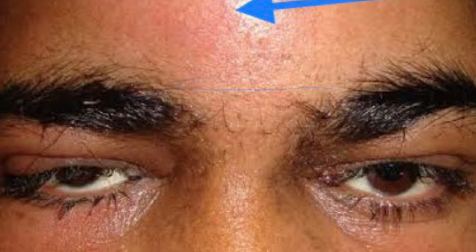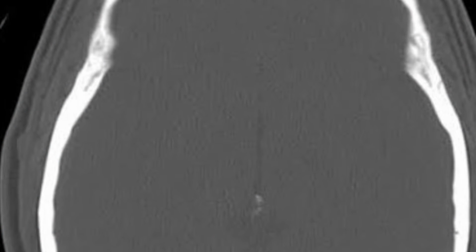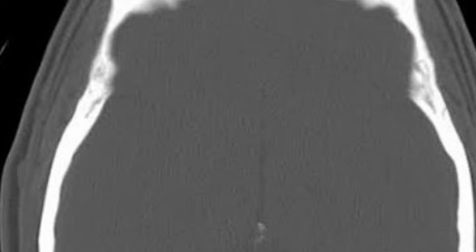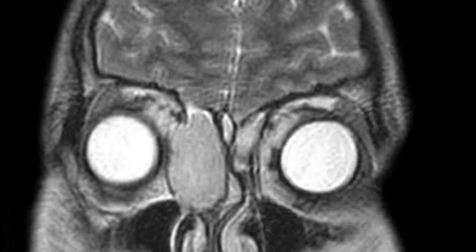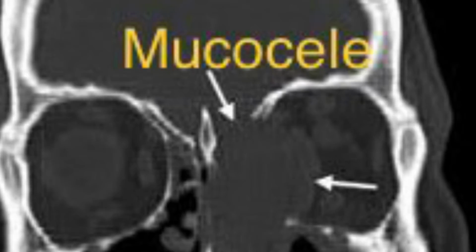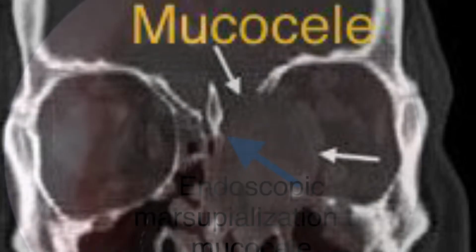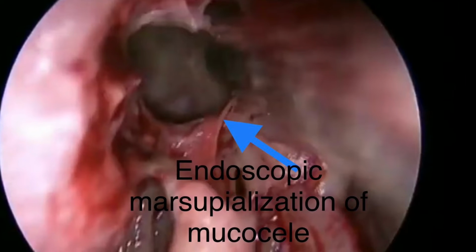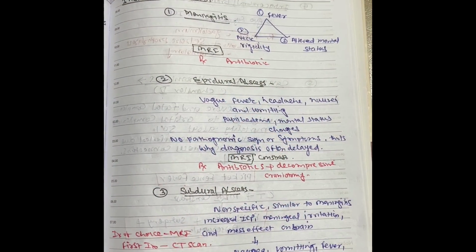You see this picture, this is the classical picture of Pott's puffy tumor or osteomyelitis of the frontal bone. If you see this frontal sinus, and this is a classical MRI of the mucocele. Okay, a frontoethmoidal mucocele is there, which is pushing the orbit on the left side. Okay, and this is endoscopic surgery, and you can see endoscopic marsupialization in this picture.